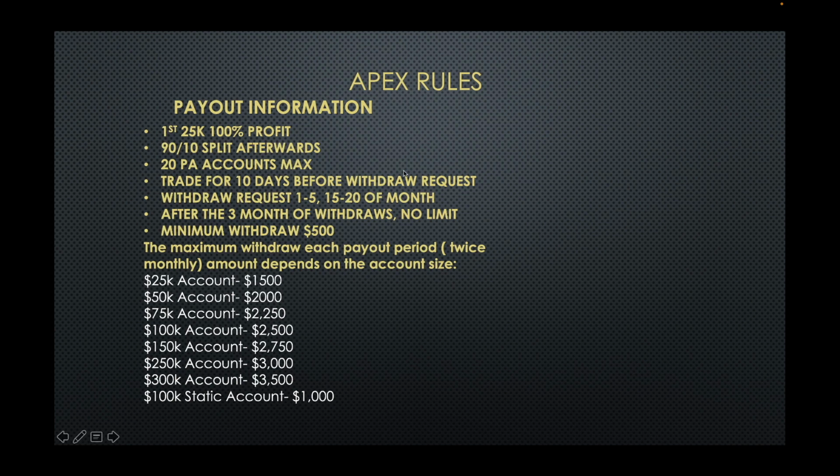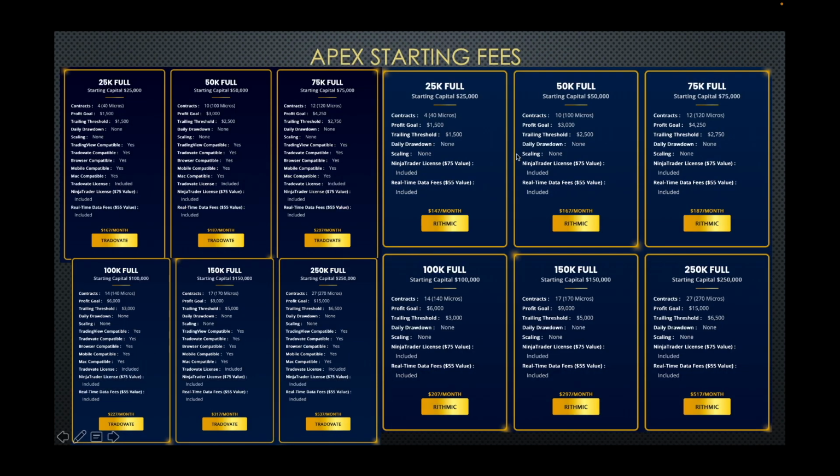So that's Apex's rules. This is Apex's; they have several different accounts to pick from. The darker color is the Tradovate, the lighter color is the Rhythmic. So it's roughly, I want to say, $10 or $20 cheaper, the difference of the two. But I only have the 250K here. It actually goes up to, I want to say, either 300 or 350.